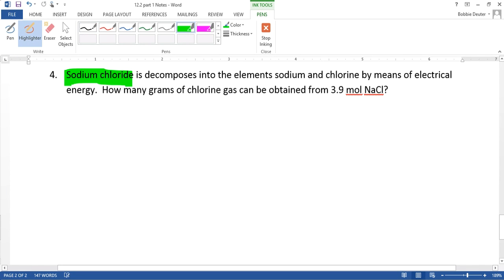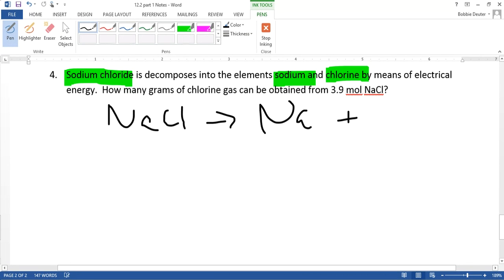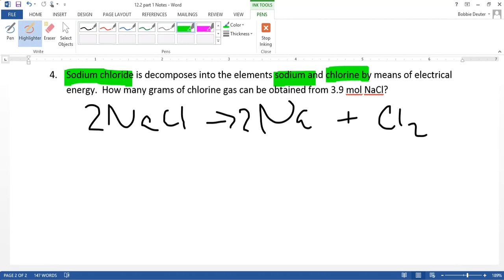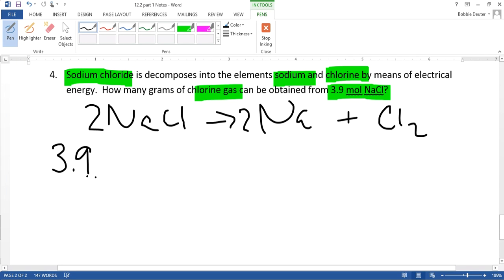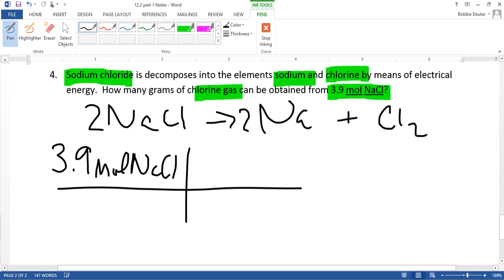Start with your balanced chemical equation. Sodium chloride decomposes to form sodium, which is a solid, and chlorine gas. We balanced it. Good. So what does it give us? It tells us how many grams of chlorine gas are obtained if you have 3.9 moles of sodium chloride decomposing. We start with our 3.9 moles of NaCl. Molar ratio time. We have 2 moles of NaCl, and we're going to chlorine gas. We only have 1 mole of chlorine gas.